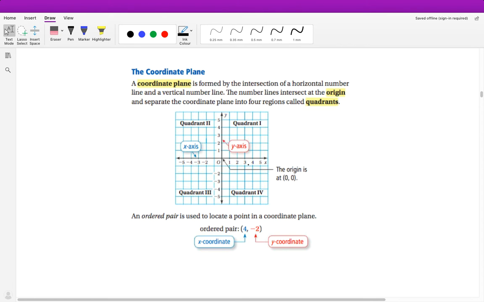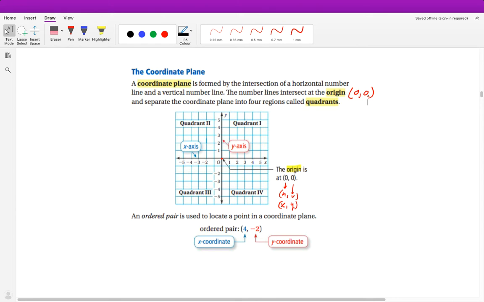All right, so a coordinate plane is formed by the intersection of a horizontal number line and a vertical number line, just like we talked about. The number lines intersect at the origin. So remember I told you that where they intersect is 0. That's referred to as our origin. And it's the point (0, 0), meaning it's 0 for our horizontal axis and 0 for our vertical axis, or 0 for our x and 0 for our y. All right, but it's our origin, and it is the point (0, 0).